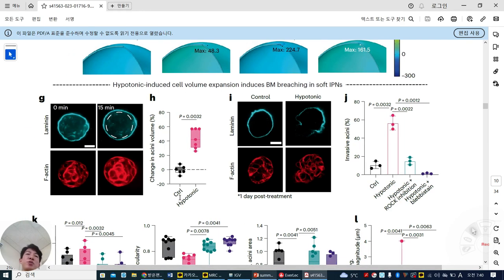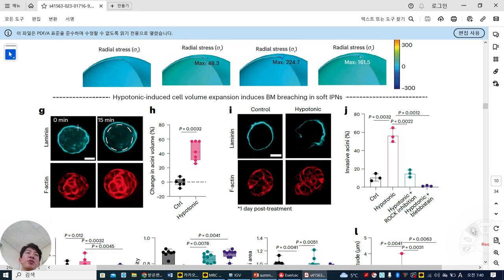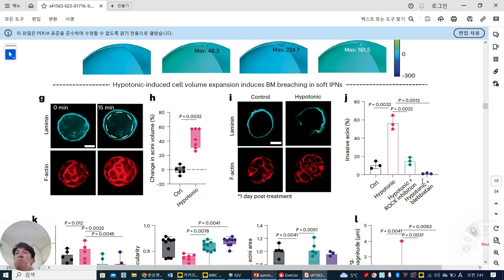So they are using a hypotonic condition using DW to mimic this phenomenon. This is soft IPN with laminin. When you treat with DW, cell expansion happens within 15 minutes, and the volume is enhanced. They maintain this hypotonic condition for 1 day in soft IPN, and laminin is disrupted. So in the hypotonic condition, invasive acini form, but while they are experiencing hypotonic cell expansion, when they inhibit ROCK and actomyosin contractility, they are gone.